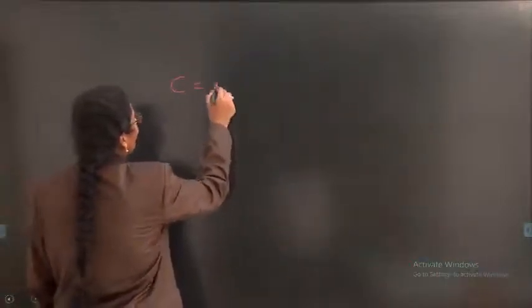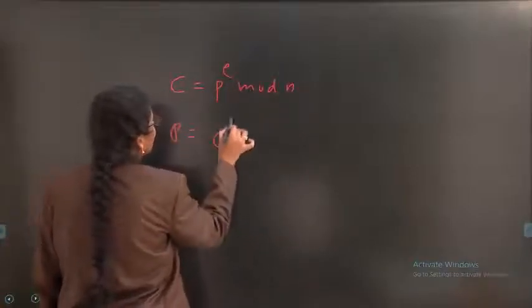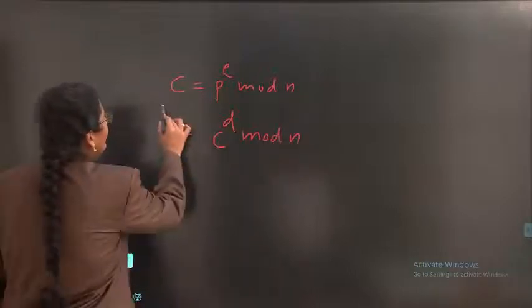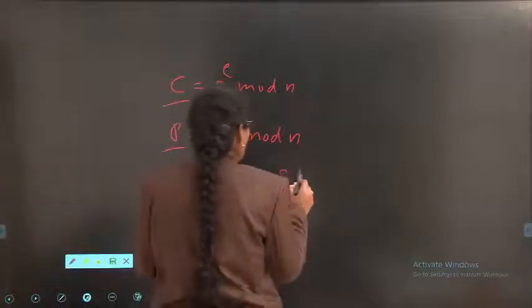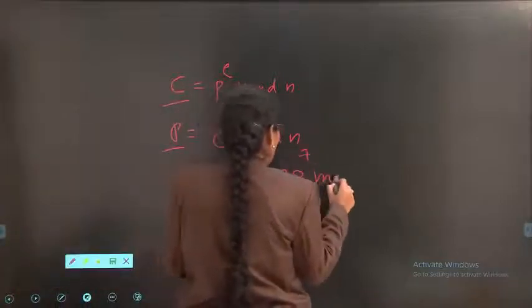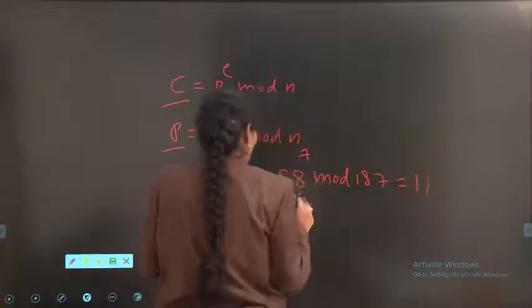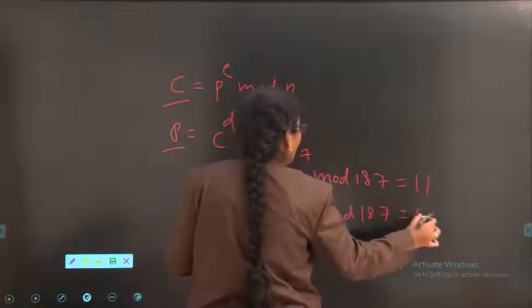Now what are the two things we need to get? C equal to plain text power e mod n. Plain text equal to C power d mod n. So what values do we have to know? The C value and the P value. So see this: 88 to the power 7 mod 187 equal to 11. 11 to the power 23 mod 187 equal to 88.